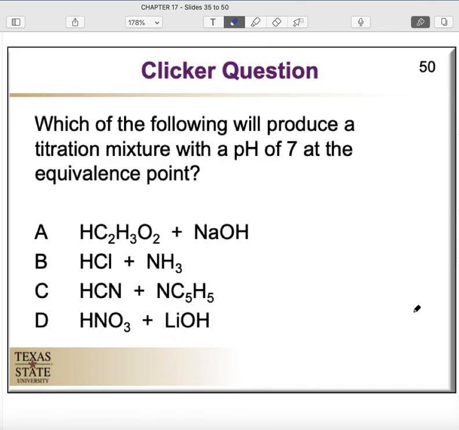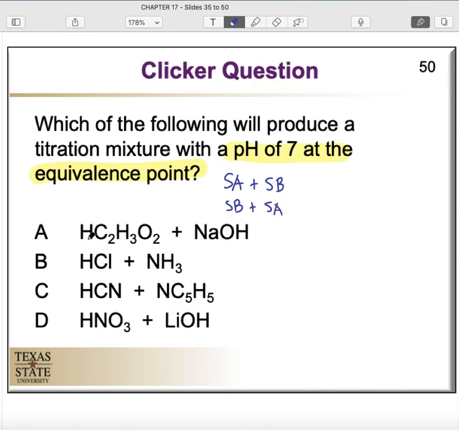All right, so the answer for this particular case is the fact that if we have a pH of 7 at the equivalence point, what that means is that we are titrating a strong acid with a strong base, or a strong base with a strong acid. So our job was to look at the options here and see which of those was basically a mixture of a strong acid and a strong base.